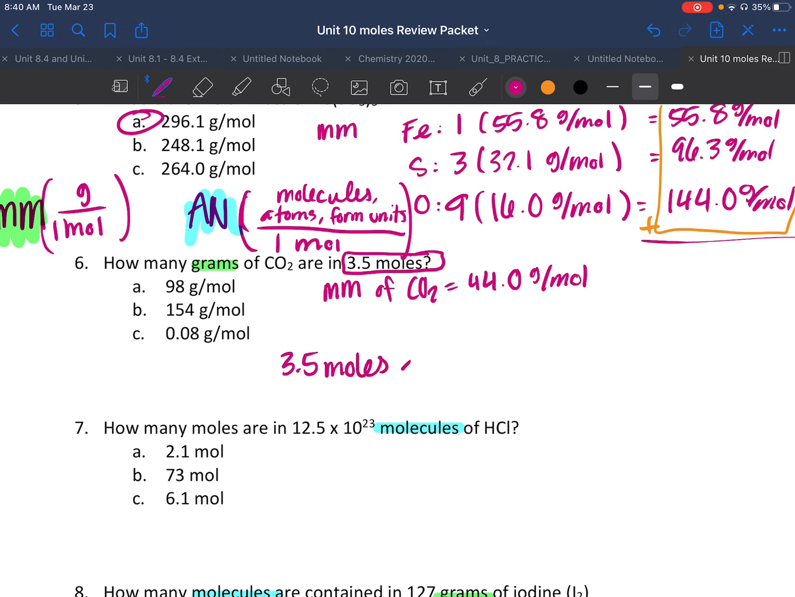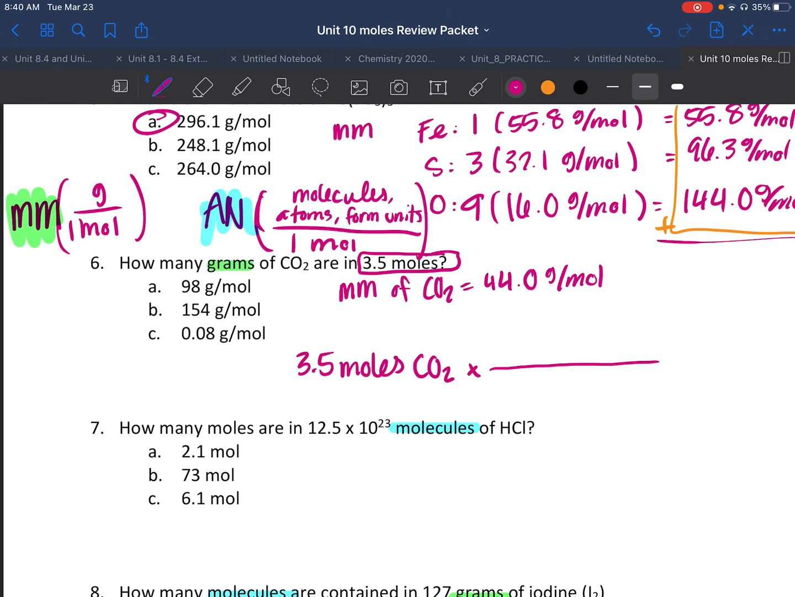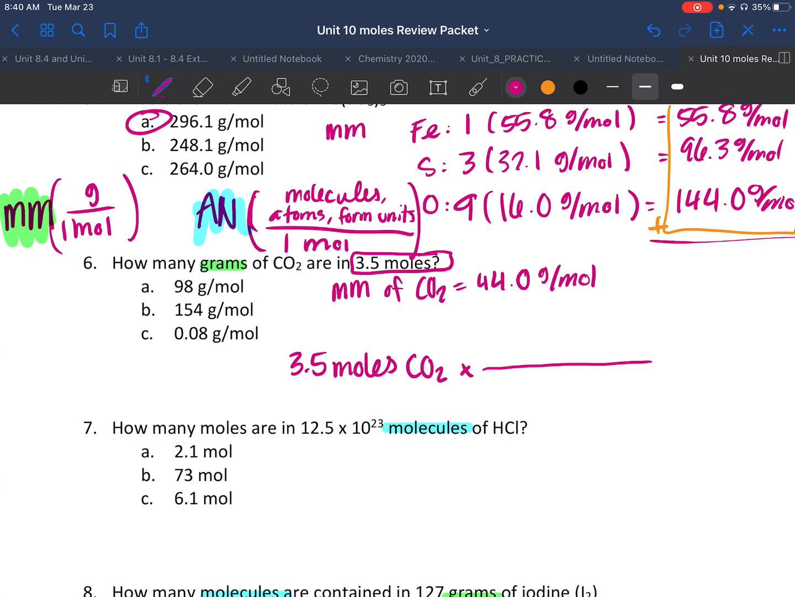And then you're going to tell me what it is. This is moles of CO2. And you're going to get ready to set up your conversion fraction here. And so we're trying to figure out grams, which means we need to use our molar mass. Now we have to decide how we're using it, because remember, we can either use this molar mass as 44.0 grams per mole, or we can use it as mole over 44 grams.